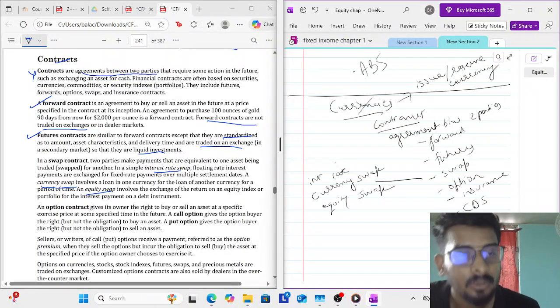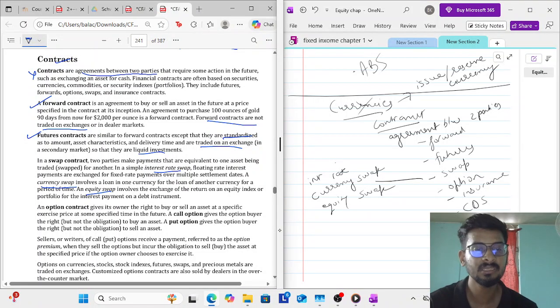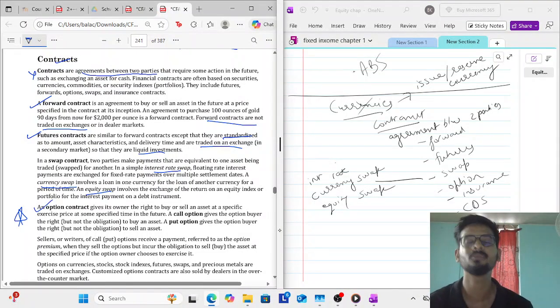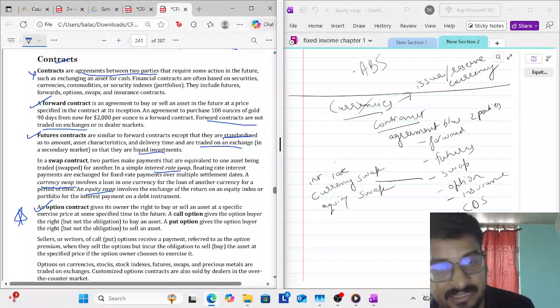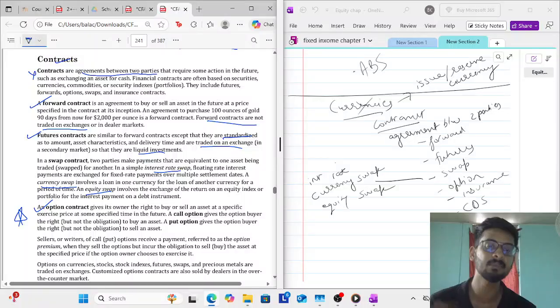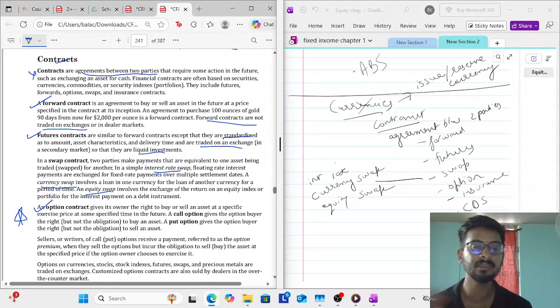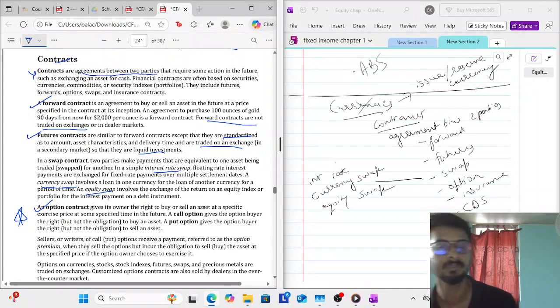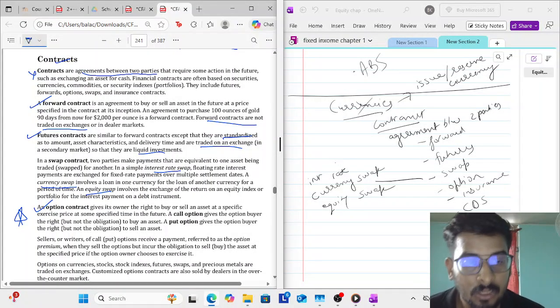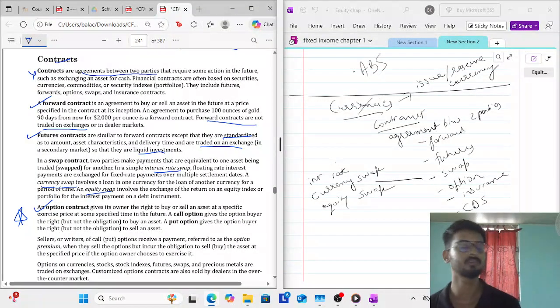So now talking about the option contract. This is somewhat different, and not many who don't know the basics. It gives the owner the right to buy or sell an asset at a specific exercise price at some specified time in the future. A call option gives the option buyer the right to buy an asset, and a put option gives the buyer the right to sell an asset. So it was very simple.